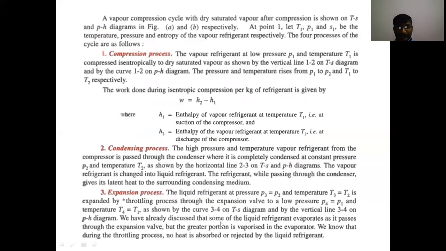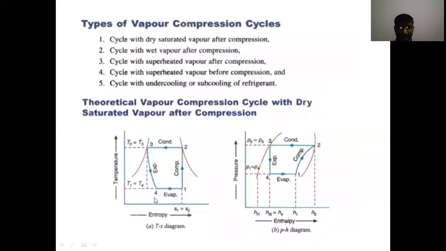We have already discussed that some of the liquid refrigerant evaporates. Some evaporates due to friction in the expansion valve as it passes through. But the greater portion is vaporized in the evaporator. During the throttling process, no heat is absorbed or rejected by the liquid refrigerant, so heat and work are not transferred. Only the expansion process occurs due to friction. Due to friction, some liquid will be vaporized, but the major part of the liquid will be vaporized in the evaporator itself.